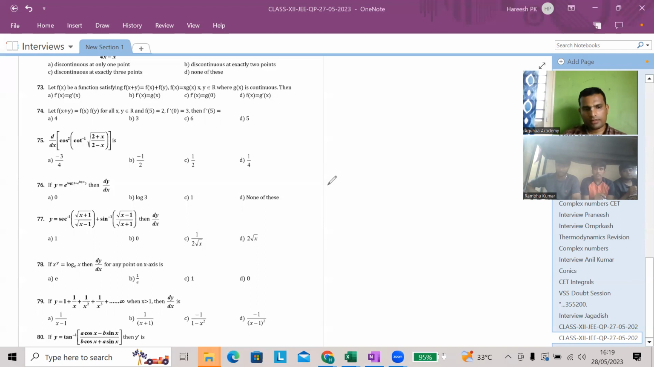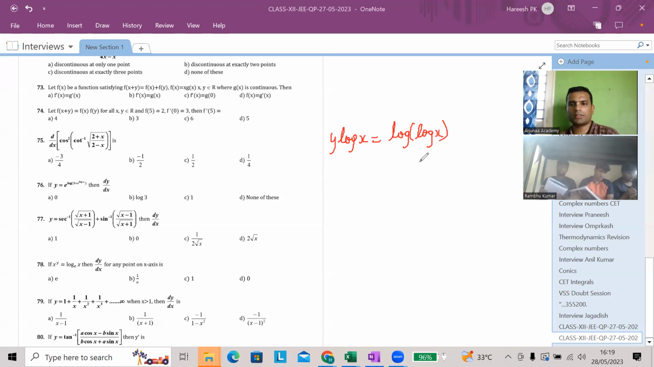Yes, you can do it that way, but more than that, directly take log on both sides. When you take log on both sides, what will you get? y log x is equal to log of log x, isn't it?